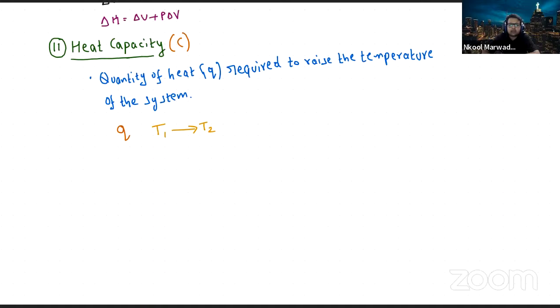Now let us look at the mathematical definition for this. So heat capacity C is equal to Q upon delta T, that is T2 minus T1. This is the heat capacity. Heat capacity is the amount of heat energy required to raise the temperature of the system. So capital C is equal to Q upon T2 minus T1.